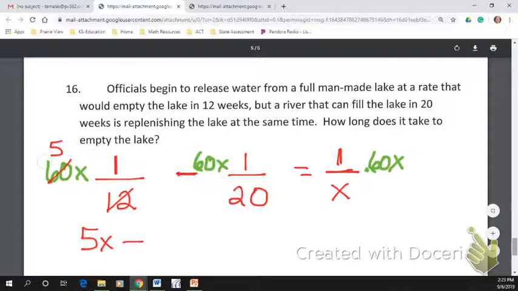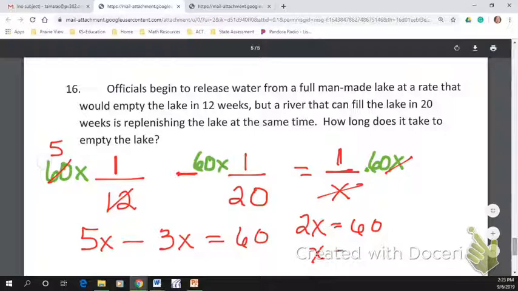20 goes into 60 how many times? And then here, what happens to the x's? And you're left with 60. Okay, so now I've got what? 8x, 2x equals 60. Oh, I'm smarter than this. Yeah, I added for some reason instead of subtracting. 5x minus 3x, 2x equals 60, and x is equal to, so it's going to take 30 weeks to actually get that thing emptied because of that river flowing in there. Okay, does that make sense? All right, that's it.